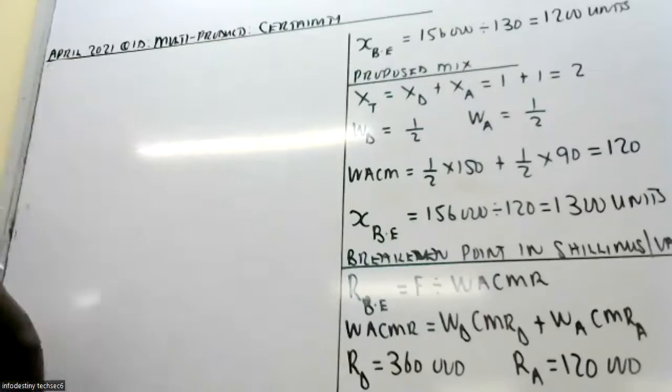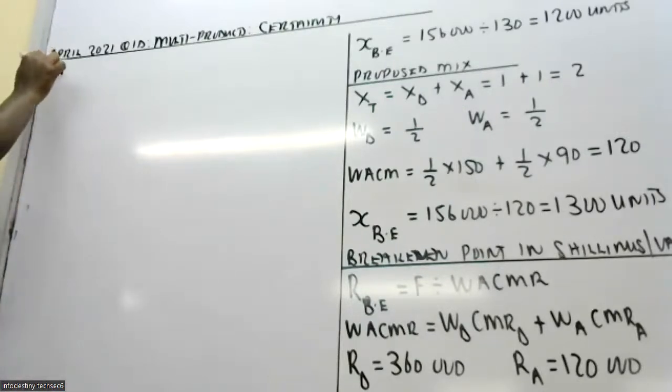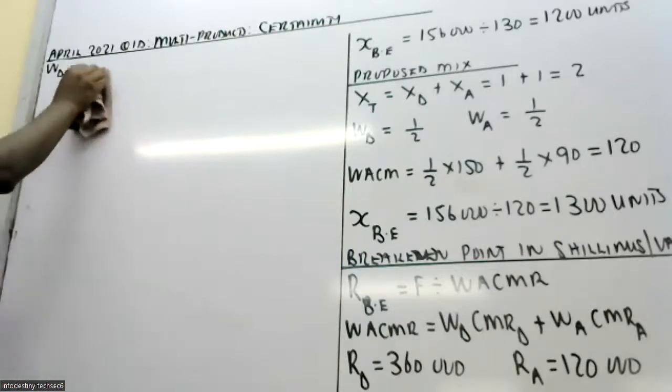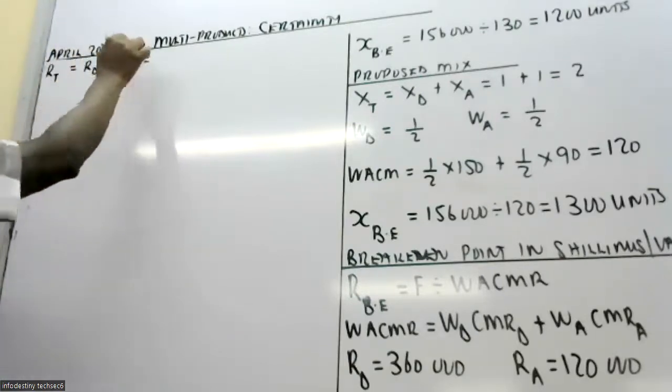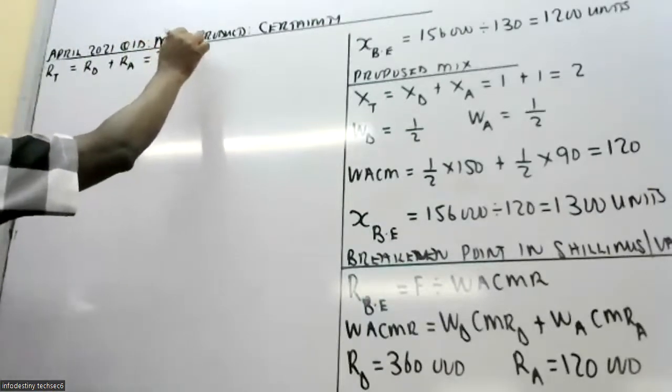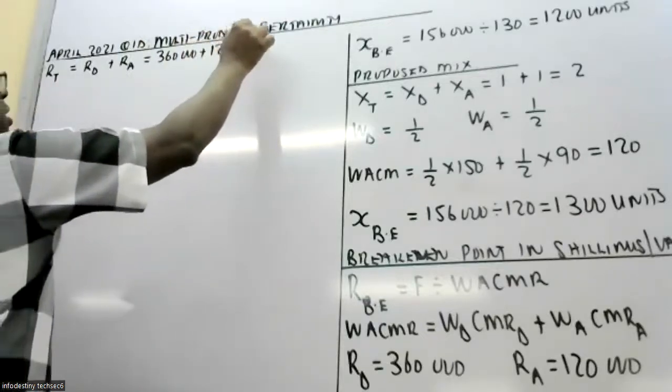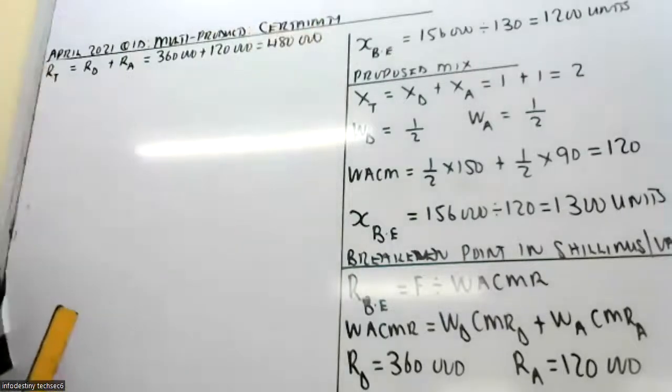So if that is what we have been given, it then follows that the weight of D, or maybe I needed to have started with the total revenue. Revenue total will be the revenue of D plus the revenue of A, which is 360,000 plus 120,000, and that is 480,000. That is the total revenue, which is already provided. We did not require to compute that, but I'm doing it in full because you may come across a question that will require you to do full.